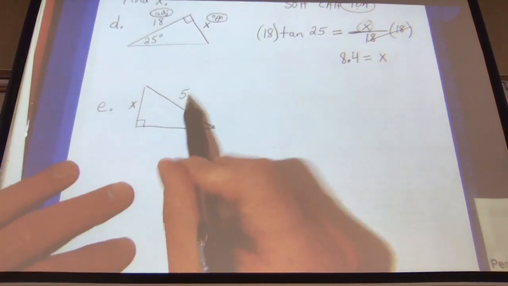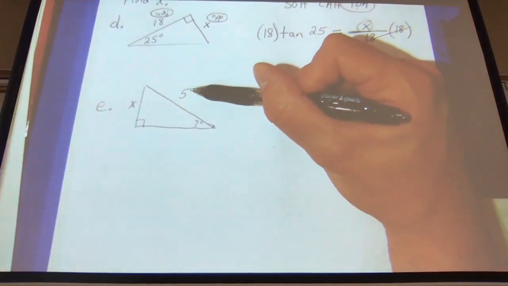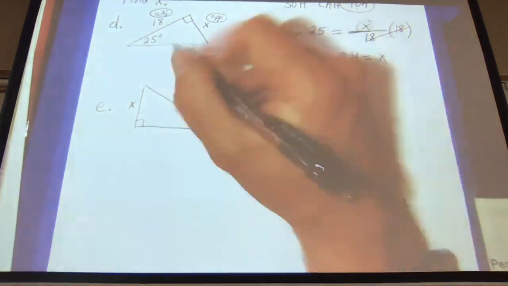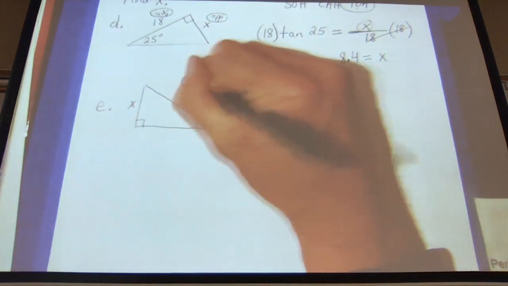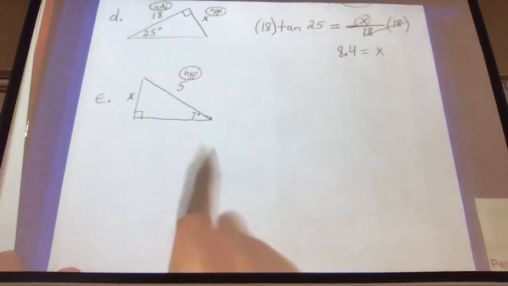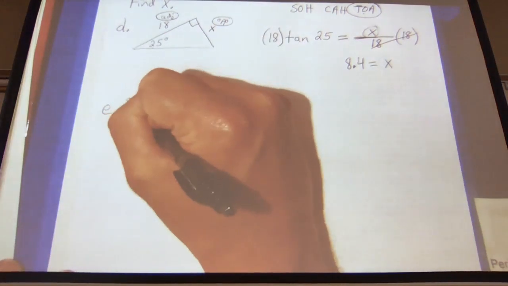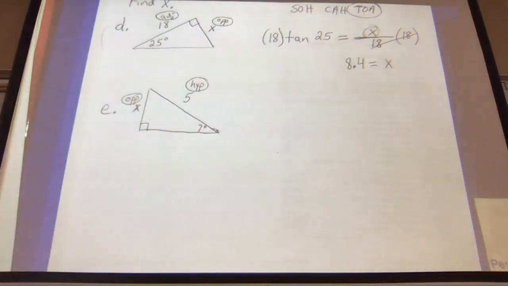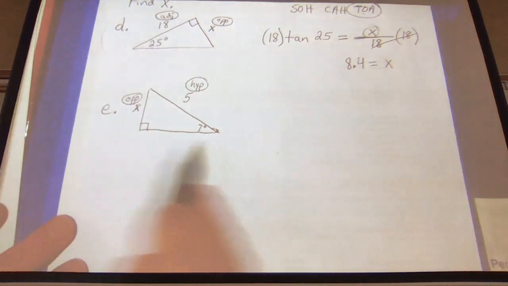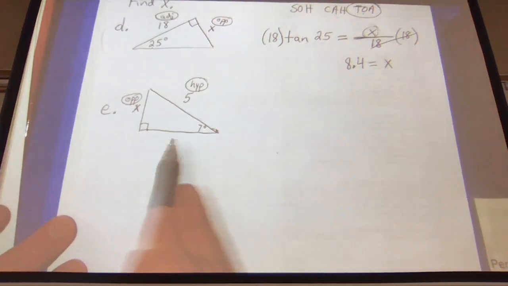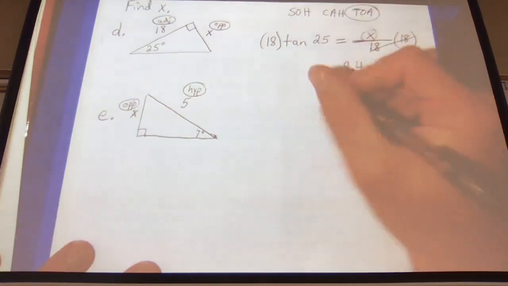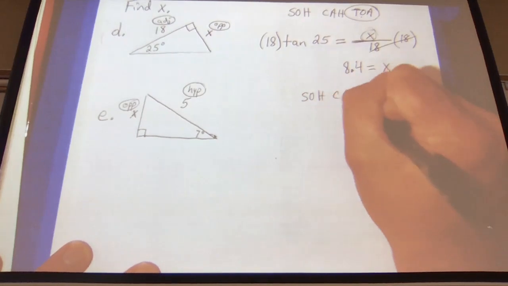If you look at the 5, would the 5 be adjacent, opposite, or hypotenuse? That's your hypotenuse. That's across from the right angle. And if you go across from the 7, you have the X. Would that be adjacent or opposite? Opposite. The side we didn't mark would be the one right next to it. That's the adjacent side. Okay, now we're going to go back to SOH CAH TOA.